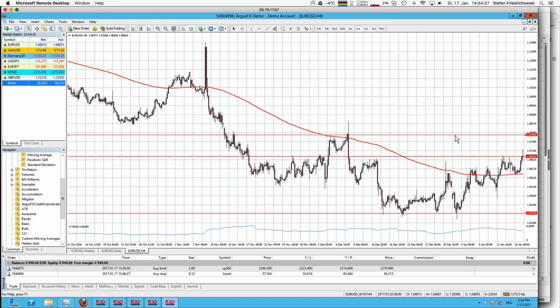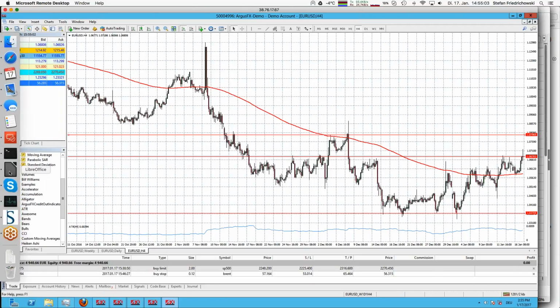So let me write down those numbers. I have a stop loss at 1.07523. I have an entry at market, that is 1.06783 about, and the rest can be calculated via the Excel sheet.